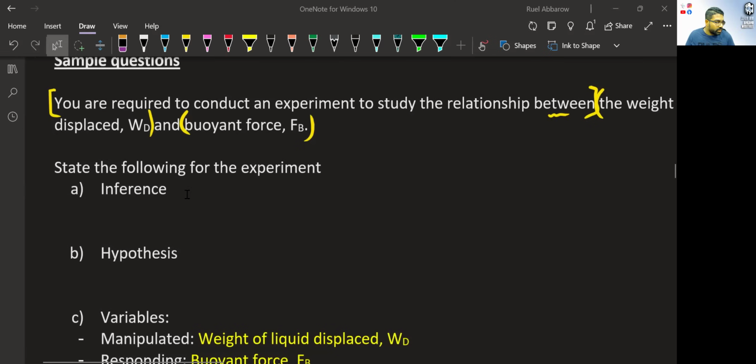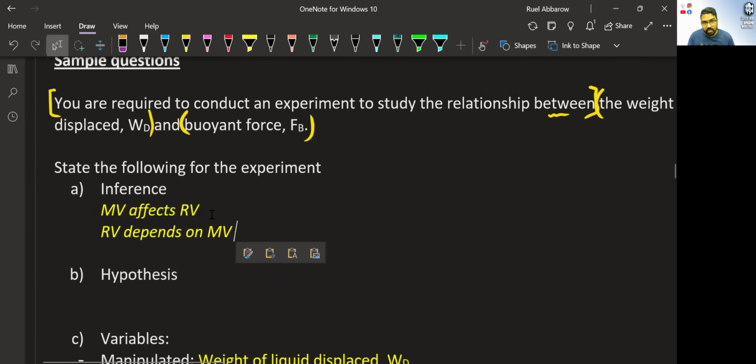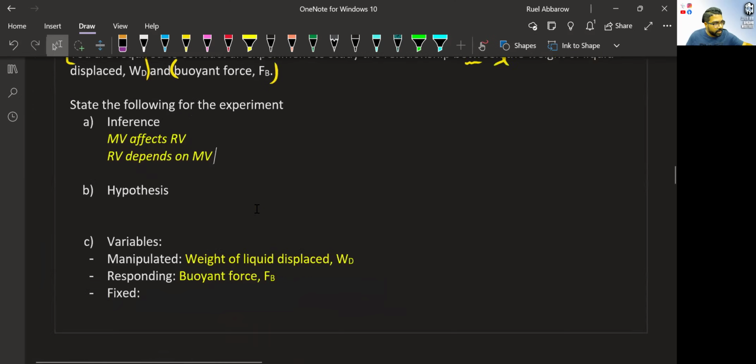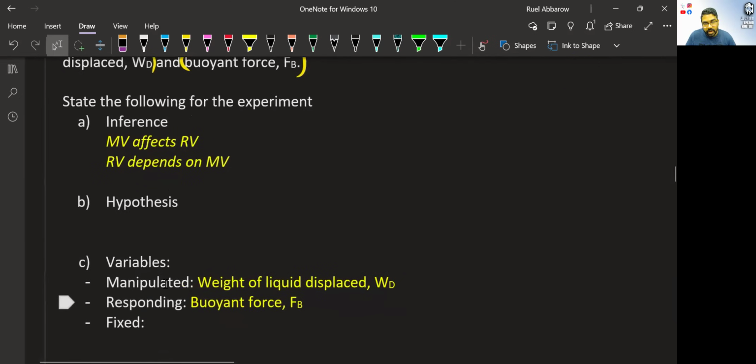Inference in physics, you can use 2 formats. You can either use "MV affects RV," or you can use "RV depends on MV." These are the 2 formats that you use for inference. Both are acceptable. If we choose MV affects RV, it's a very simple case once you have identified your MV and RV. MV will be weight of liquid displaced, so weight of liquid displaced affects RV. RV is buoyant force. So this will affect buoyant force. That's it. Simple as that. Done. That's your inference.